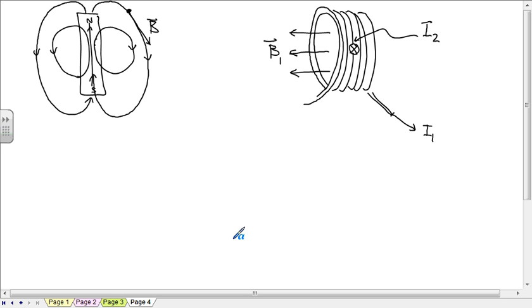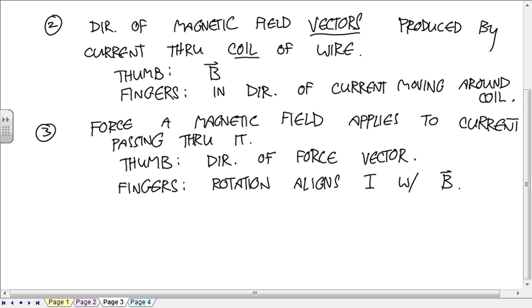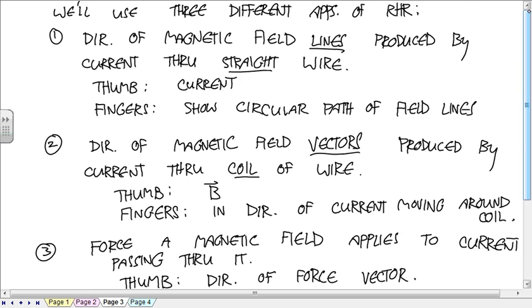Okay, so those are the three applications. So now we're going to go on to the first one of these. We're going to talk about how to calculate magnetic field vectors produced by a current through a straight wire.